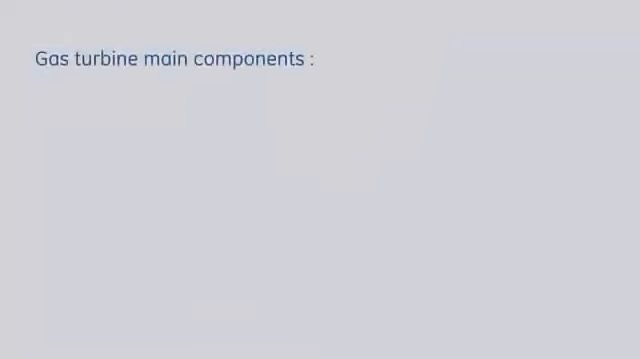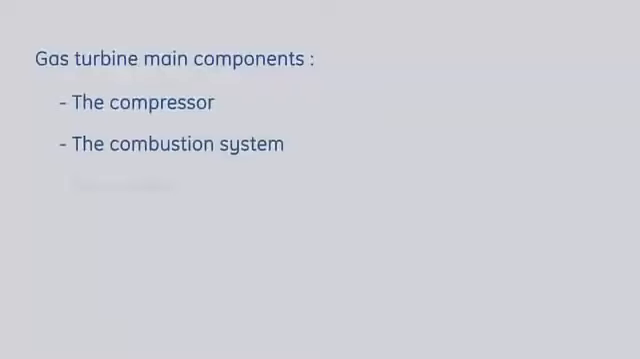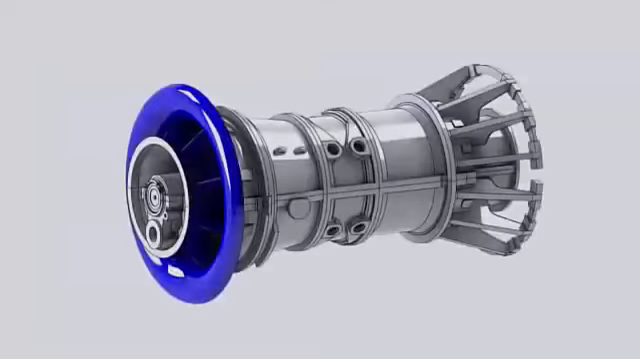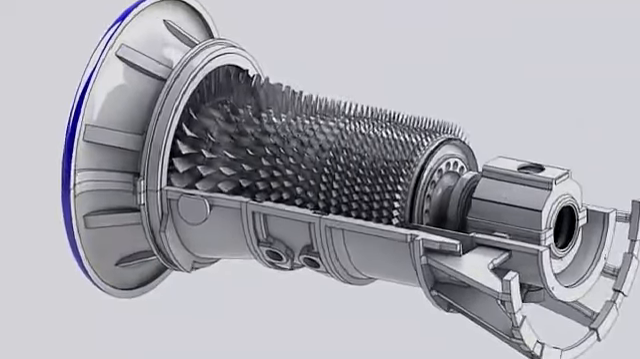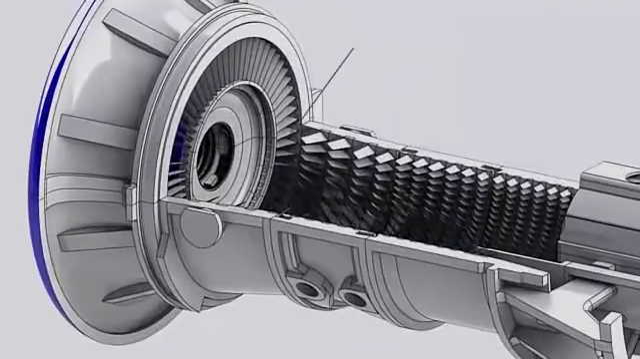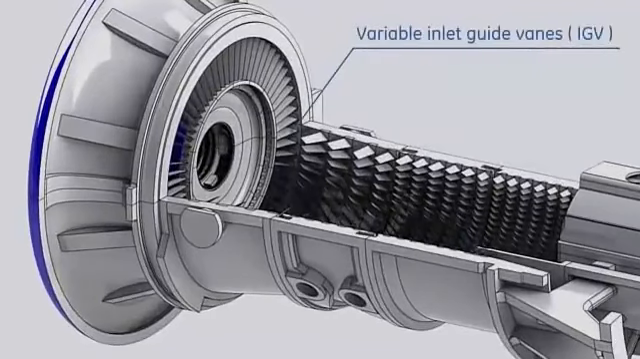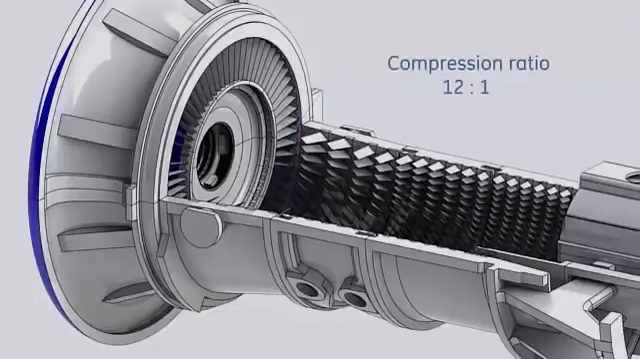This gas turbine consists of the following main components: the compressor, the combustion system, the turbine, the exhaust assembly, and the bearings. The compressor is a 17-stage axial flow compressor with variable inlet guide vanes. Air is compressed to a pressure ratio of 12:1.